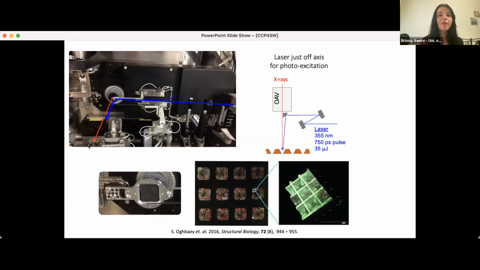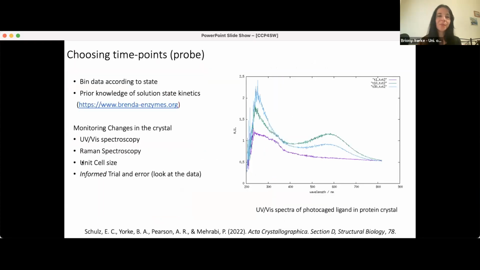And then our very, very slightly off-axis laser is initiating the individual crystals as the X-rays probe them as they're moved into the beam. So this process is very, very fast. We use a very standard now serial crystallographic approach to collect big data sets with different time delays between our laser initiation and our X-ray probe.